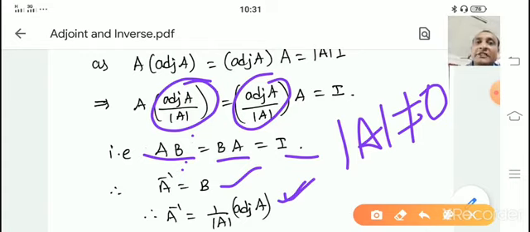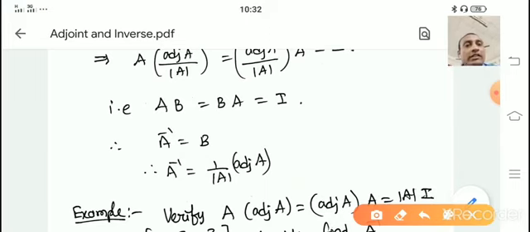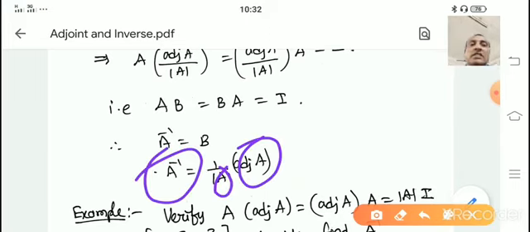But in this case you can directly say, after finding the determinant, if it is equal to 0, the inverse does not exist. If the determinant is not equal to 0, the inverse exists. That is simple logic, you can remember it. Now you know how to find the determinant and the adjoint, so you know how to find A inverse. This is actually a very easy method for finding the inverse of a matrix, instead of using elementary transformations.